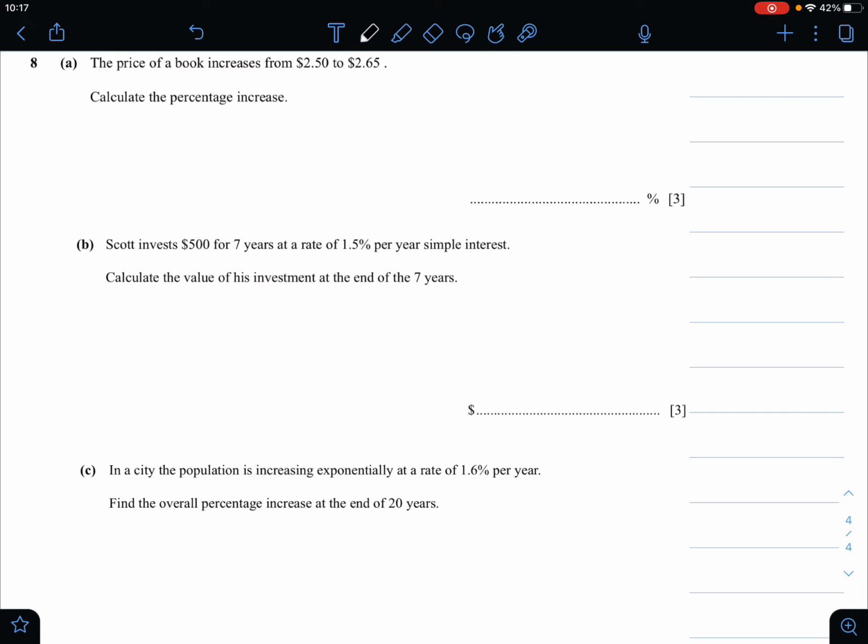The difference of the two prices would be 2.65 minus 2.5, divided by the original price, which is 2.5, multiplied by 100. Now all we need to do is input this into the calculator. 2.65 minus 2.5 is equal to 0.15, divided by 2.5 is equal to 0.06, and multiplied by 100 is equal to 6%. So 6% will be your final answer for part A of this question.